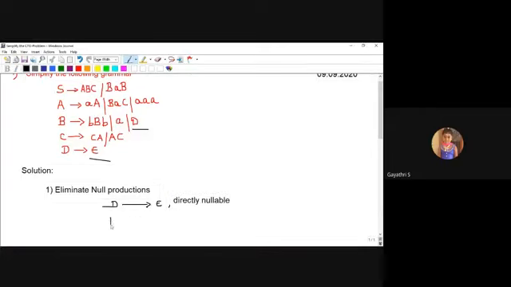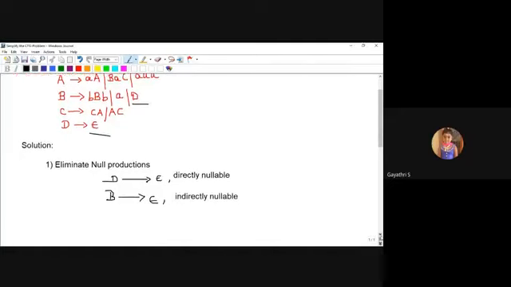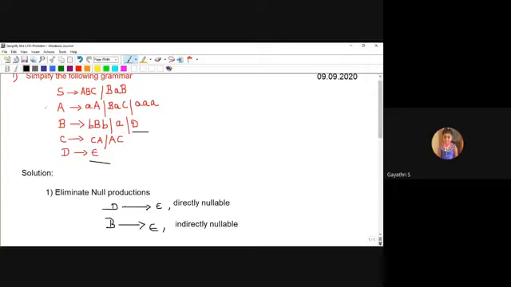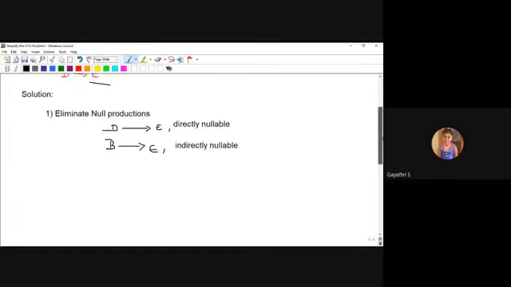Next, B gives epsilon, which is indirectly nullable. Is there any other production added to the indirectly nullable? I think no, as B is the only production that produces D directly. Some other productions are combinations. Next, how to remove these null productions?